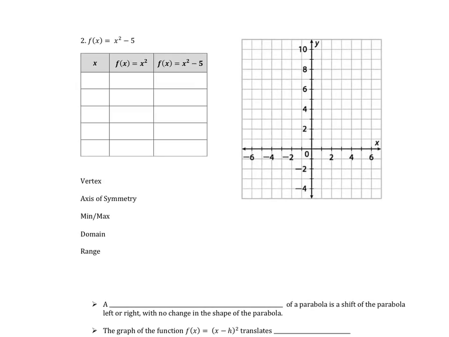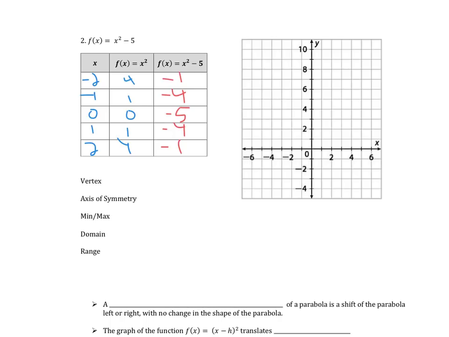All right, so let's do another one now. So let's try the same values, and we'll get 4, 1, 0, 1, and 4. This time we're going to subtract 5. So we get -1, -4, -5, -4, and -1. So we plot those.